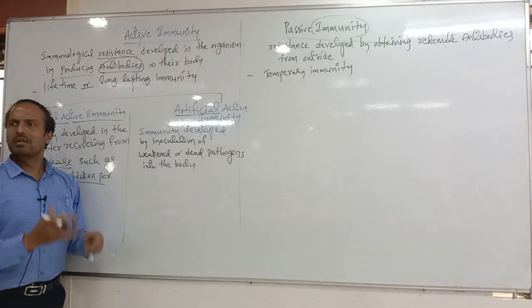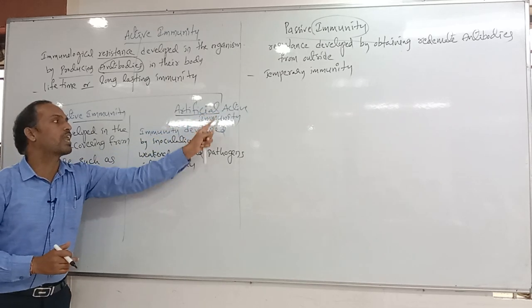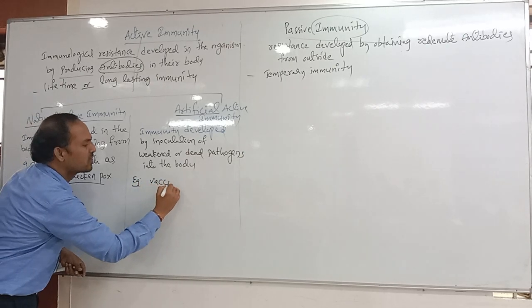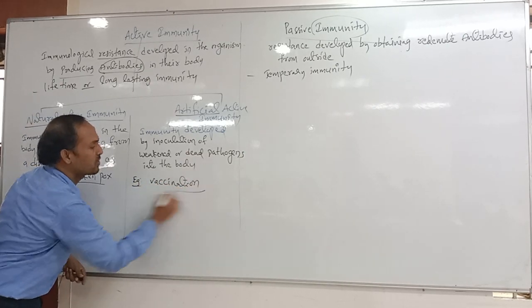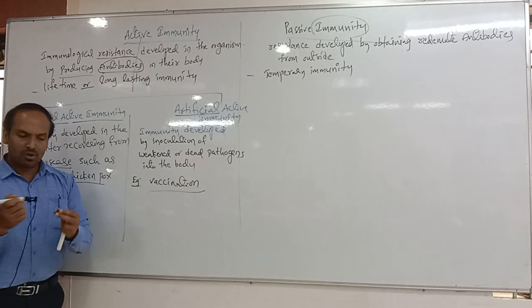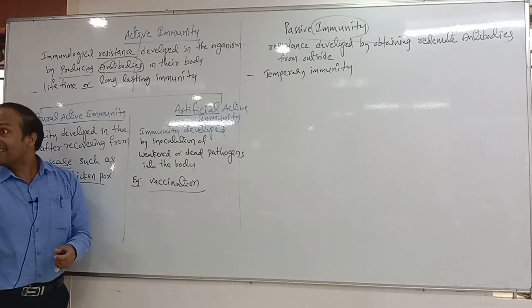Clear? And automatically immunity power develops in the body. That is called mass artificial active immunity. What is the best example? Vaccination is one of the best examples. Correct? Recently we also got the coronavirus vaccine, the vaccine against the coronavirus.